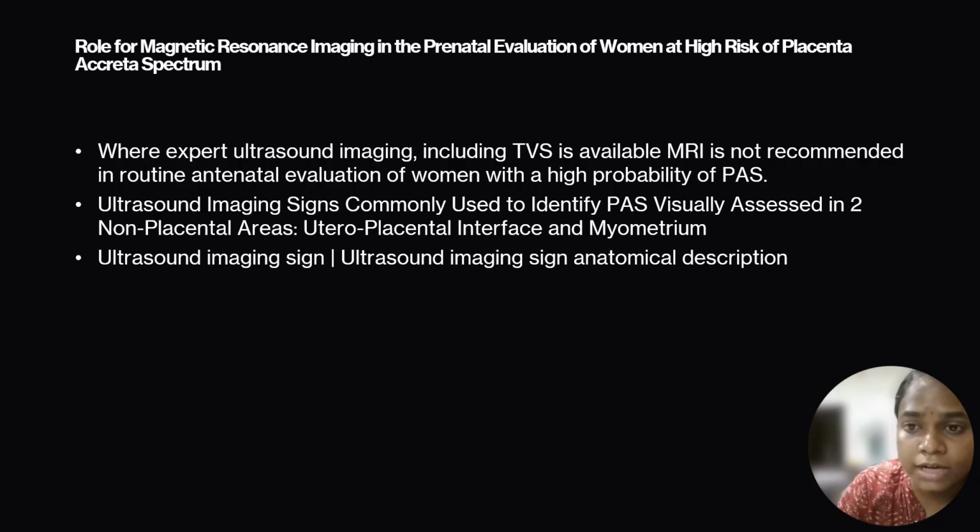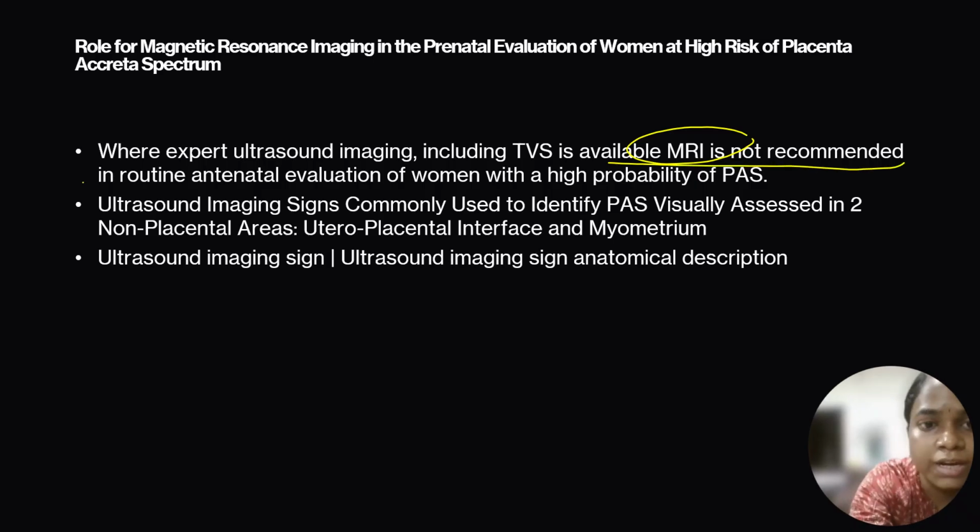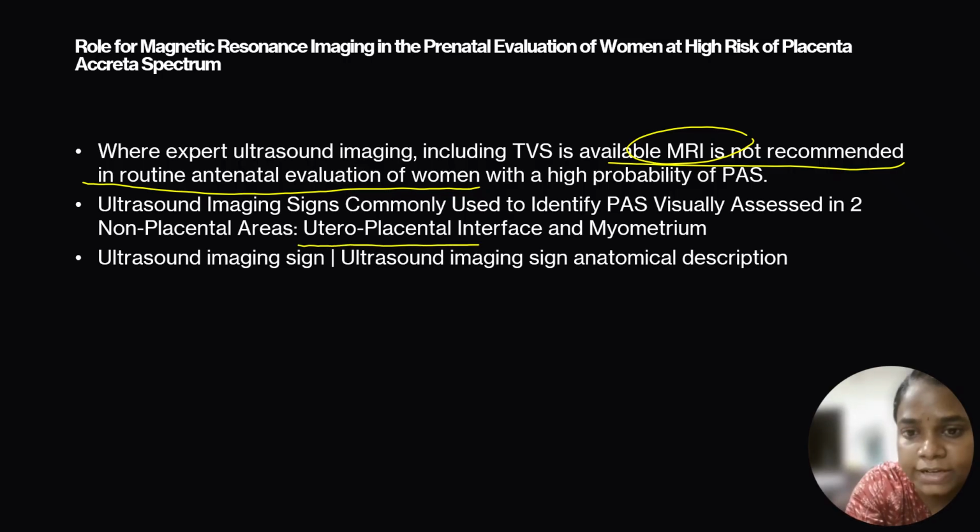If TVS is available, you go for that. MRI is not recommended in routine antenatal evaluation. Commonly, PAS is visually assessed in two non-placental areas you should see, that is the uteroplacental interface and myometrium. Ultrasound imaging signs should all be there, which I already told.